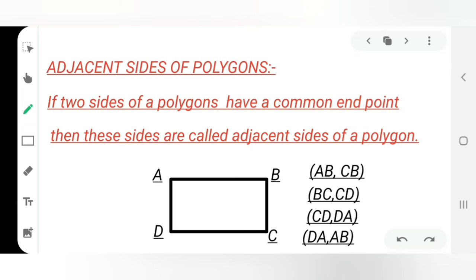What are the adjacent sides of polygons? If 2 sides of a polygon have a common endpoint, then these sides are called adjacent sides of the polygon. Here it is AB and here it is CB. They have a common endpoint, that is B. So AB and CB are one pair of adjacent sides. Similarly BC and DC, then CD and DA with common endpoint D, then DA and AB. Clear?